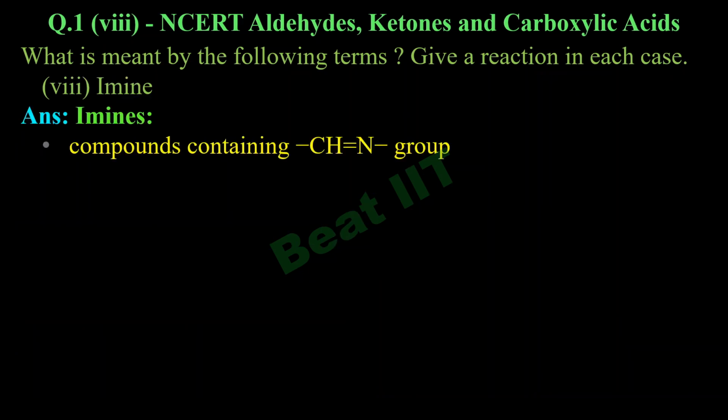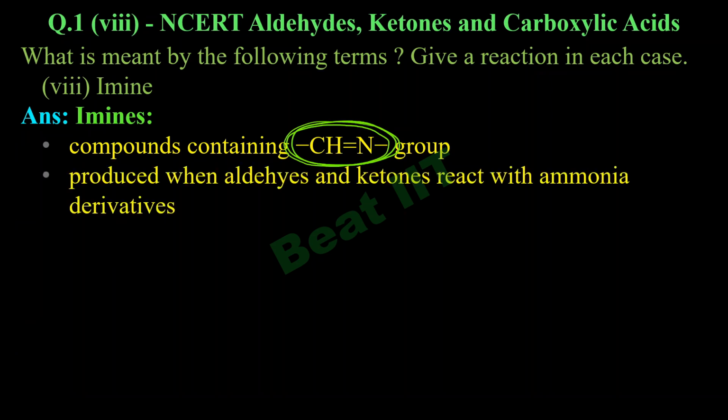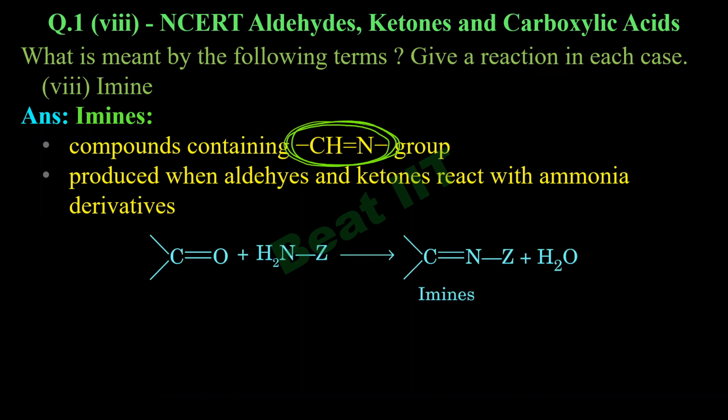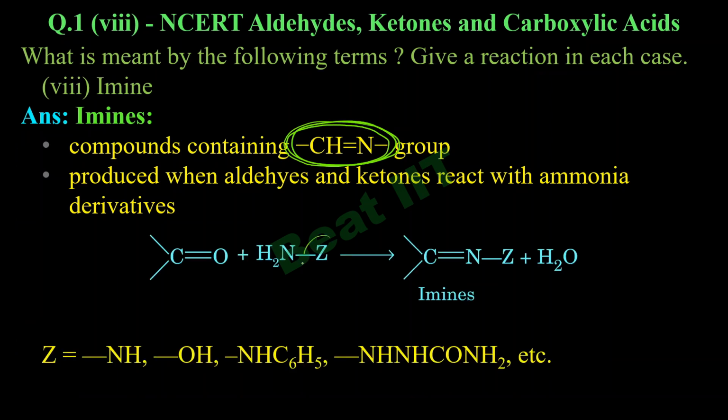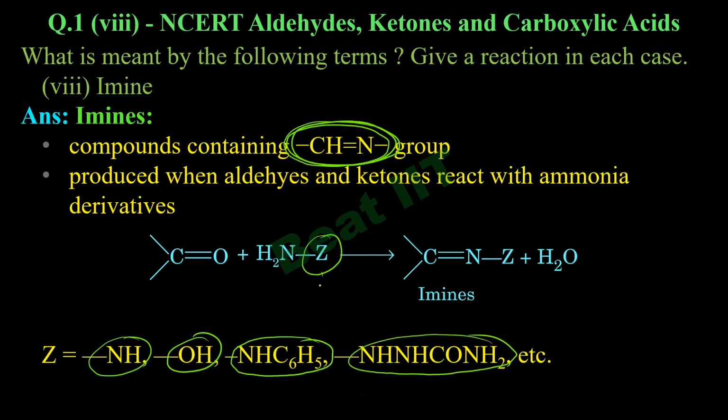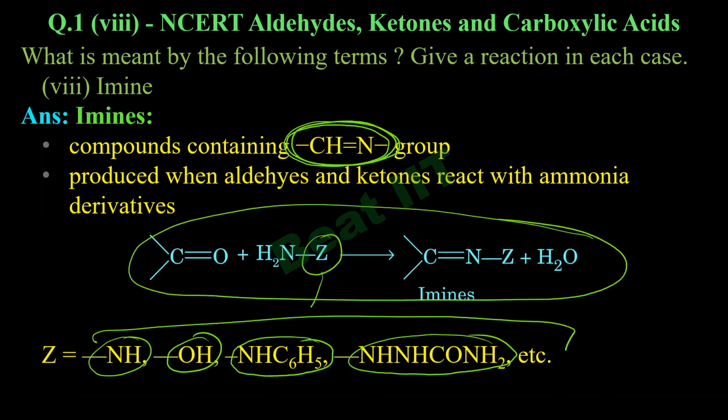Imines. Imine compounds contain the C=N group. So this is identification. Remember, wherever you see this group, it means it is imine. Produced when aldehydes or ketones react with ammonia derivatives. This is the type of reaction. Remember here, Z can have multiple values. It can be NH2, it can be OH, it can be NHC6H5, it can be NHCONH2. Okay, so all these values are possible for this Z. So multiple reactions you can write using this generic one.